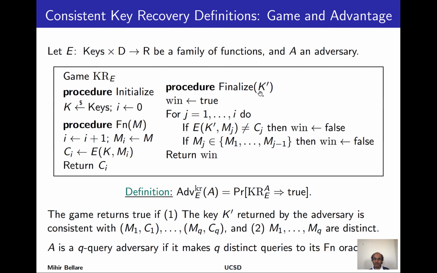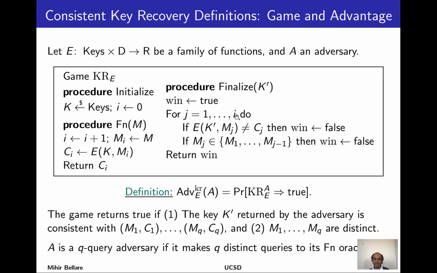We look for the adversary key here to be consistent with those examples. As long as the adversary provides such a key, it wins. How does the game check this? I here is the current value of this counter. So it's the number of queries made to FN.